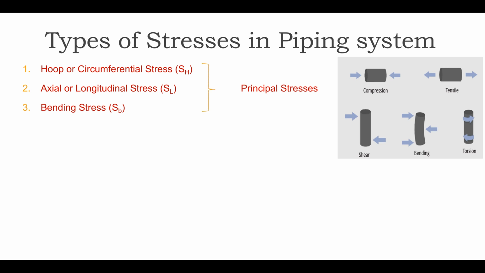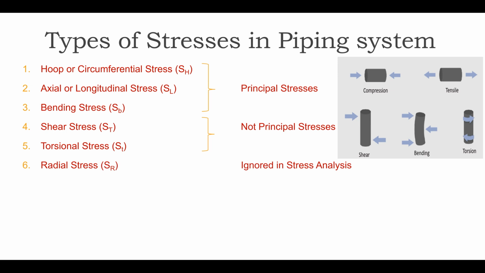All these three stresses, hoop stress, axial stress and bending stress, are called the principal stresses, which we studied during engineering in reference to Mohr circle as well. Shear stress is normally indicated as tau, and torsional stress as T. These two stresses, shear and torsional stresses, are not principal stresses.